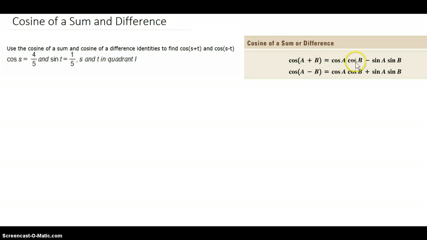So the first one I'm going to do is find the cosine of s plus t. And you see from the formula, we know that cosine of a plus b from the book is equal to cosine of a cosine of b minus sine of a sine of b. That is the formula. So let's write that down using s's and t's.